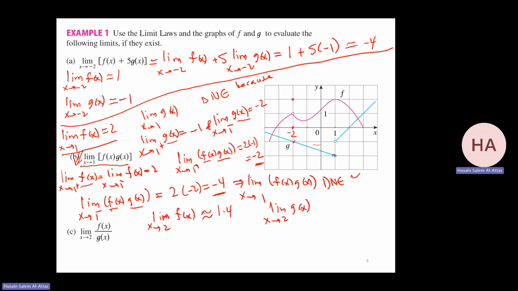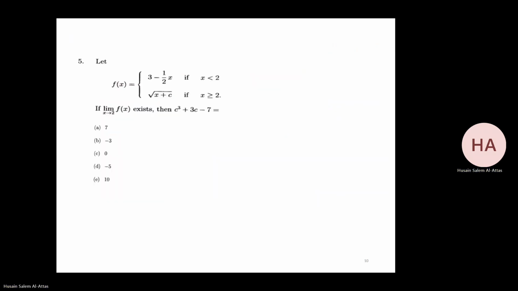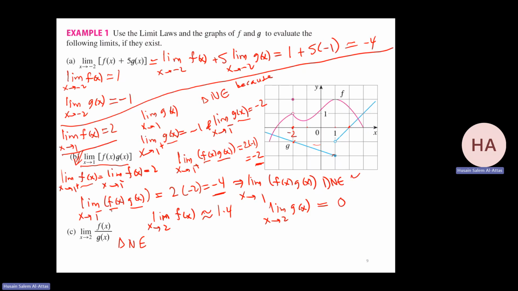Now as x goes to 2 for g of x, I will be here, so that will be 0. So I have non-zero over 0. For sure, this limit does not exist. Okay? Yes. Now, this is what we have.